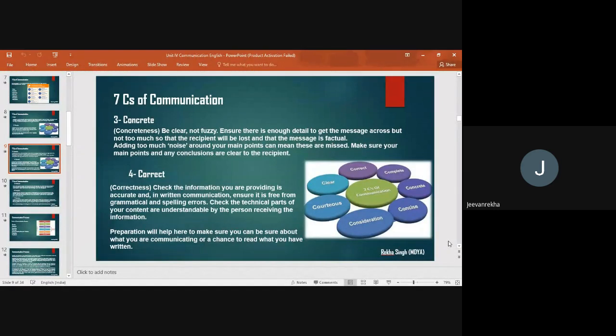So concrete: be clear, not fuzzy. Ensure there is enough detail to get the message across, but not too much, so that the recipient is not lost, and the message is factual. Adding too much noise around your main point can mean it gets missed. Suppose you are fighting with an enemy, which should not happen in your life, but it's an example, and in frustration and in a hurry you say something wrong. What message will that give about your personality, about your tone? It will leave a bad impact on others, not only on the person in front of you, but on other people also. Right? Are you getting my point?